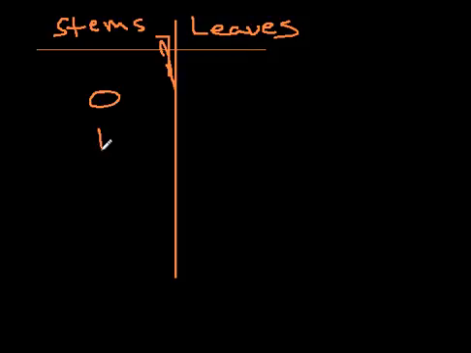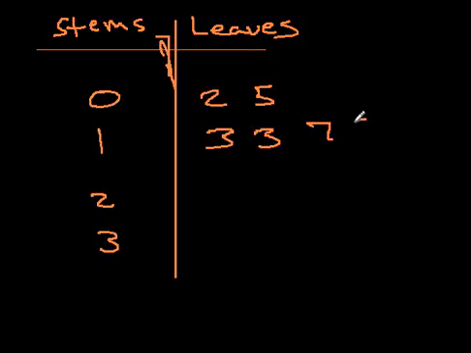Under my stems, I have 0, 1, 2, 3. And under my leaves, right across from 0, I have 2, 5. Across from 1, I have 3, 3, 7, 8. Then I've got a 0, 2, and a 6 across from 2, and a 1 and 7 across from 3. Okay, so these are all my values, but this is what a stem and leaf plot looks like.